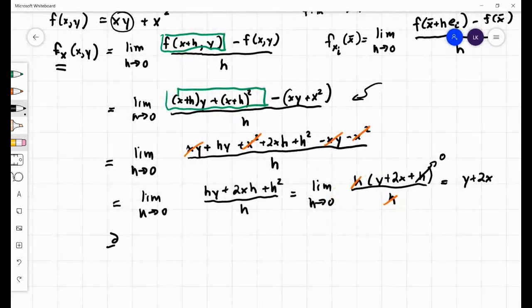And I'm sure that you're familiar with taking partial derivatives. Right, so we just differentiate x times y with respect to x, and differentiate x squared with respect to x. So we indeed get the same result, whether we do it by definition or by the rules for partial differentiation.